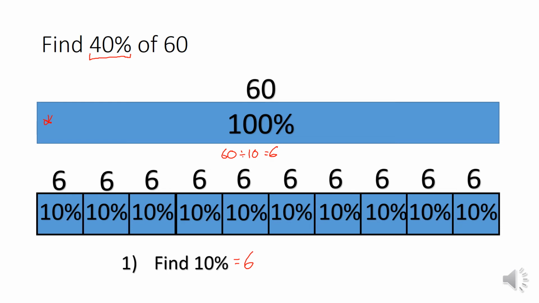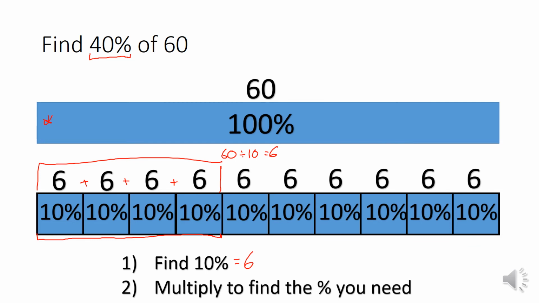So if 10% is 6, 40% is 4 of these sections. So that is 1 lot of 6, 2, 3, 4 lots of 6s. So if we've got 4 lots of 6s, what will that be? We can times it together. So we do 6 times 4, because we've got 4 lots of 6s.